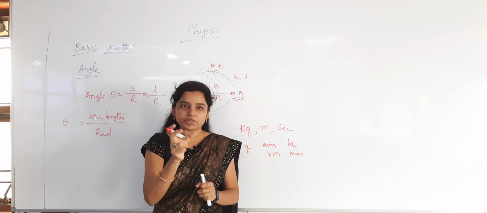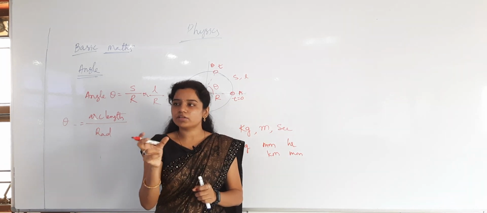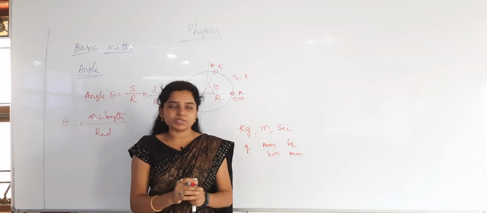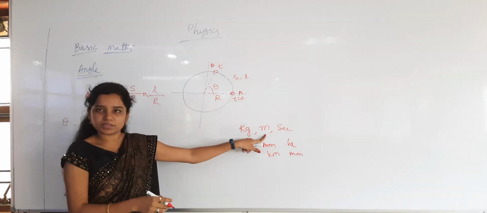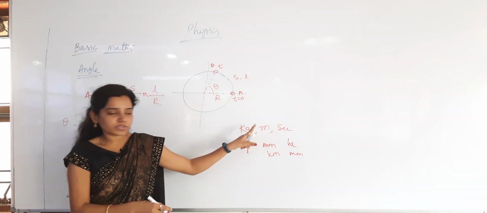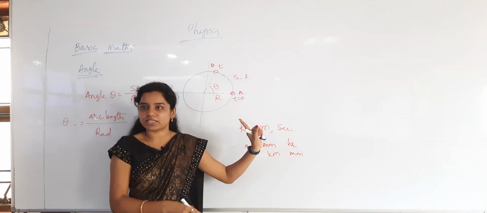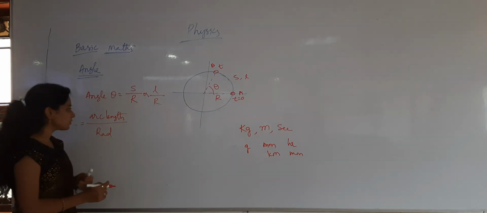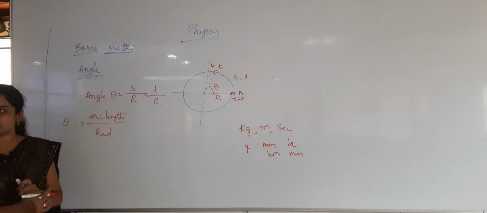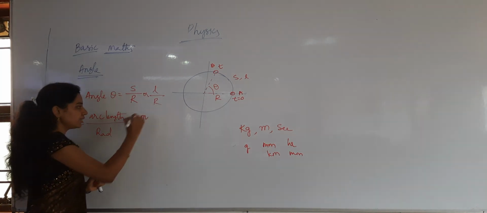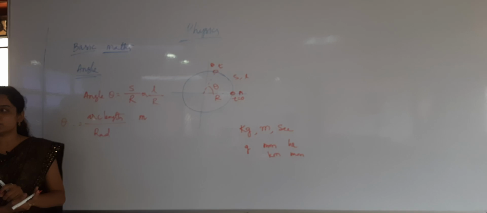So whenever we get any length, distance, or displacement, the basic unit is meters. Mass means kilograms. Wherever you get time, that will be seconds. Now can you tell me the units of this one? Arc length is measured in meters. Very good. Radius of the circle is also a distance, and distance is measured in meters. That might be smaller, but we measure in meters only.